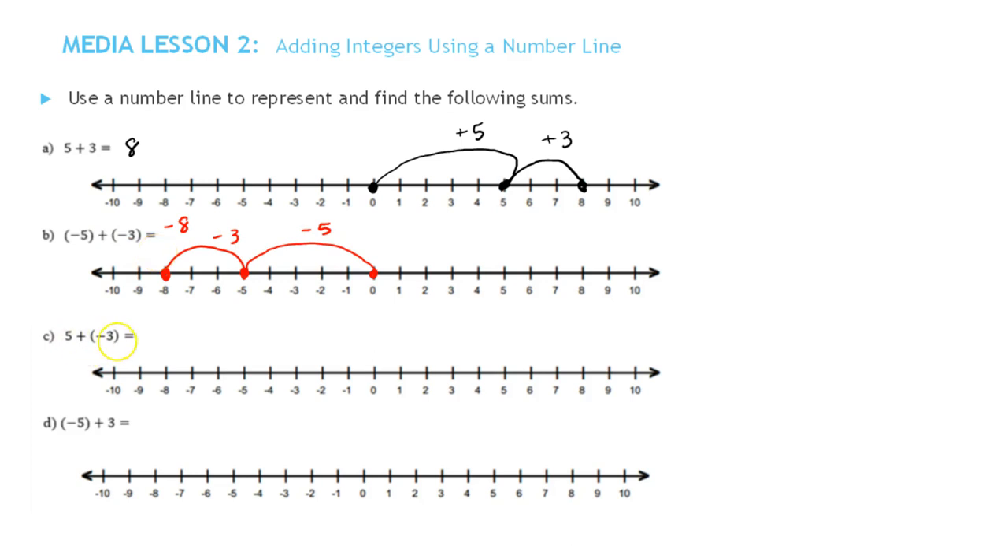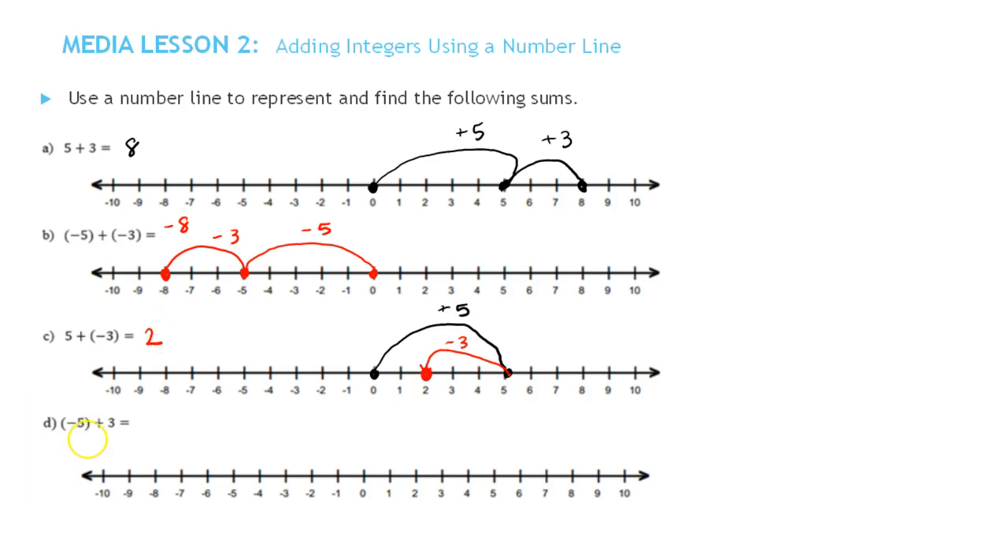Now the next one, we have a positive and a negative. So we're going to start at 0, we're going to go to positive 5, and now we're going to go negative 3 from positive 5. So 1, 2, 3 in the negative direction brings us right here. So positive 5 plus negative 3 gives us 2.